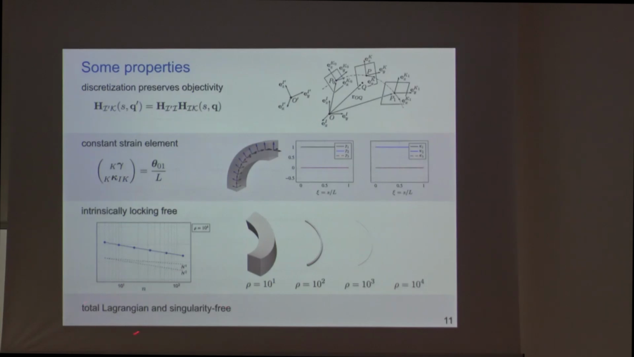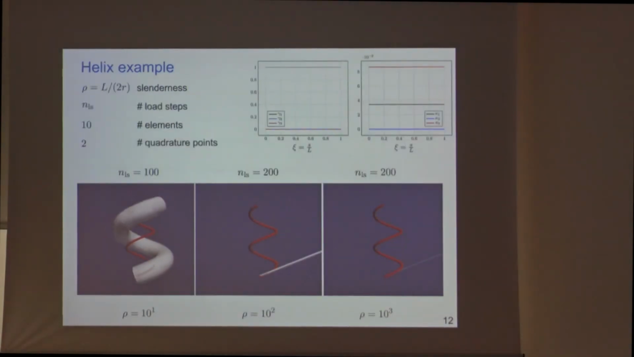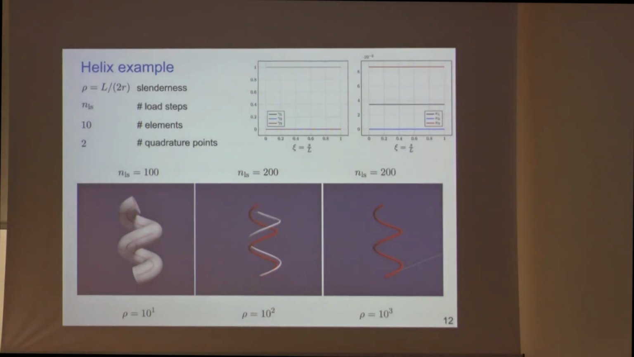And then the particular way we did it with Petrov-Galerkin, it is total Lagrangian and also singularity free without anything to do in statics. So then one can do the helix example where we have two torques at the end of the beam. You see here the slenderness, and the solution is not at all affected by it. And by the way, the helix is a constant strain solution, and that is a constant curvature solution here.